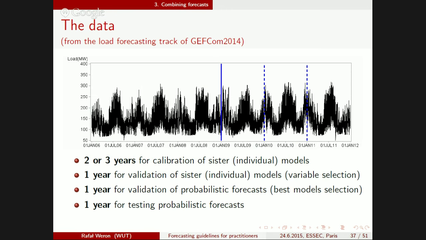This is load data from somewhere in the US. This is the data that was actually used in the load forecasting track of the GEFCom 2014 competition. It's freely available on the website. You can also test your techniques against it.